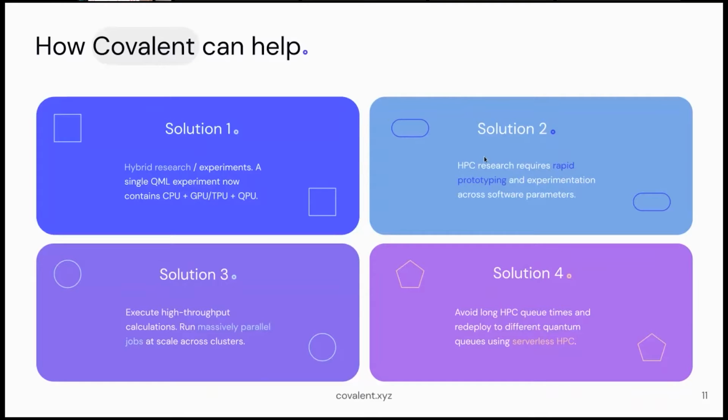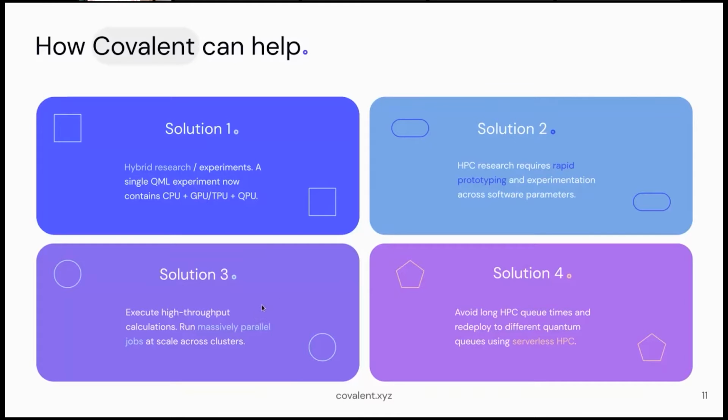HPC research can also require rapid prototyping and experimentation across different software parameters. So as an example, you're exploring some model. You might be interested in understanding, what are the different parameters that you want to explore, what areas of phase space, and you really don't know what the right parameters are going to be until you've explored a broad set of them. And so this is where rapid prototyping comes in. You really want to be able to execute the same code over multiple runs, but in a way that's organized so that you can pull out the useful data and throw away the data that's less useful.